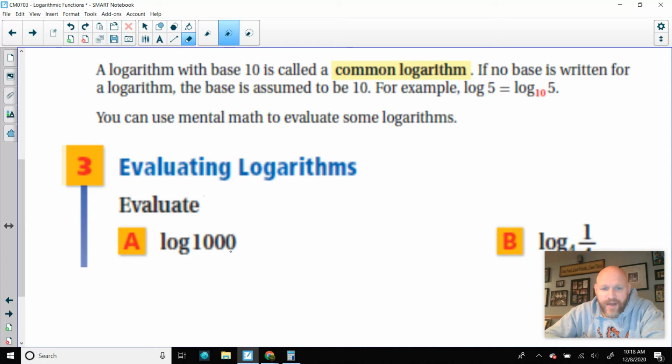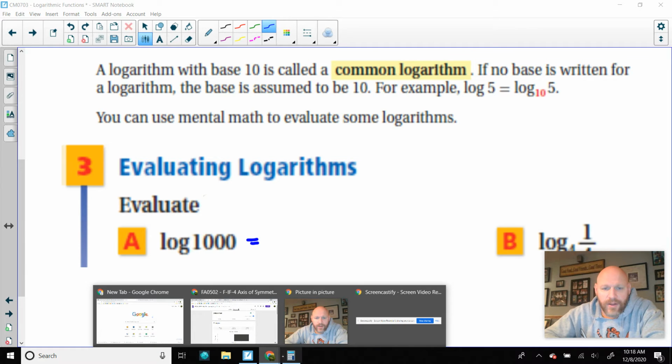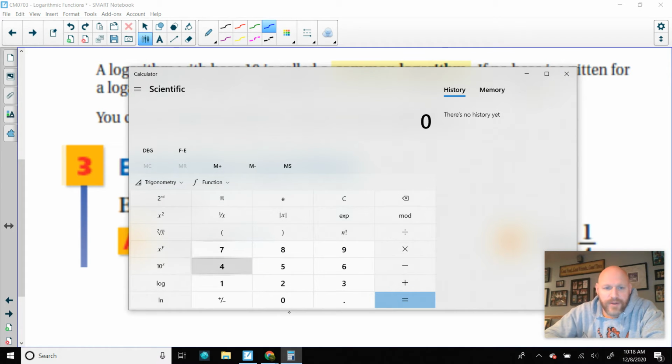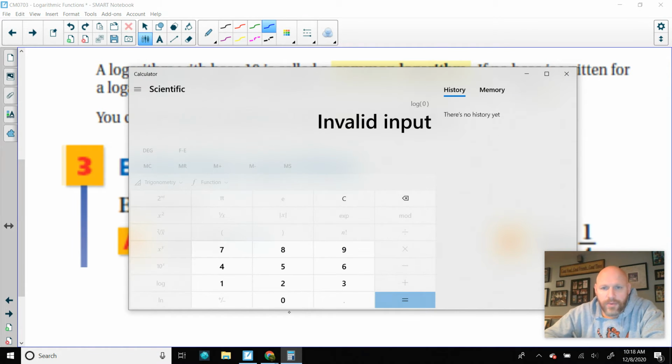All right, first of all, if I have log 1,000, all I'm going to do is go to your calculator and type in log of 1,000. So we got our log. On this calculator, it's weird. I have to put my 1,000 in first. And then when I press the log button, it gives me the log of 1,000. And the answer is 3.